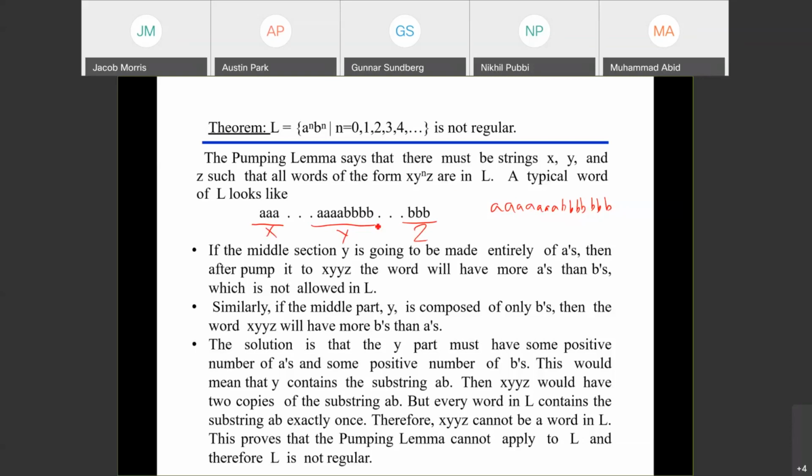So now I am saying x y y z. What does it mean? It means 1 2 3 4 b, and then 1 2 3 4 b b b b, and then the last three b's. So do you think that if you combine all this as one word, it still belongs to the language?